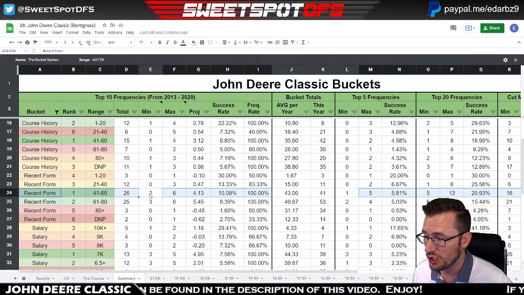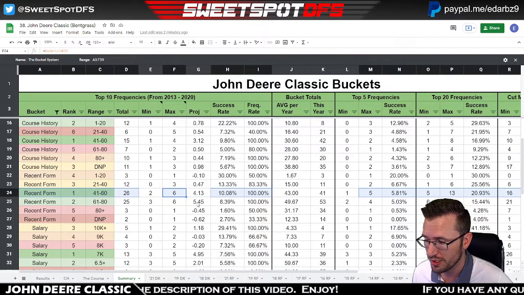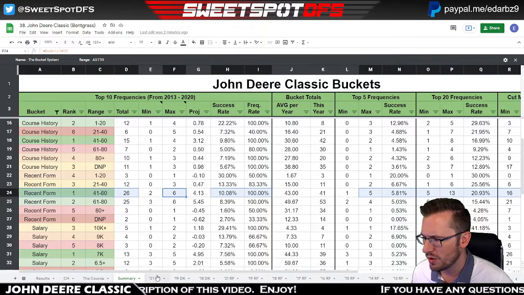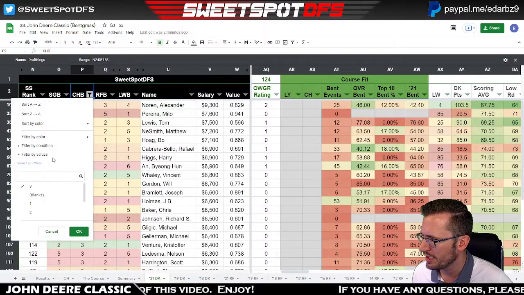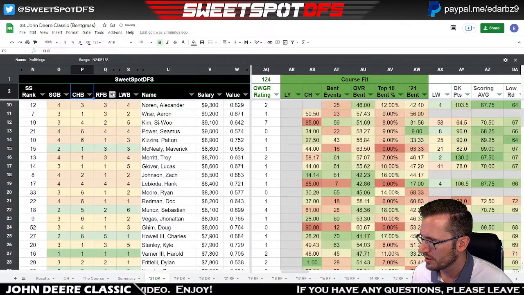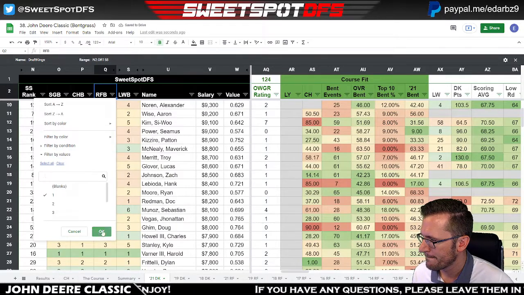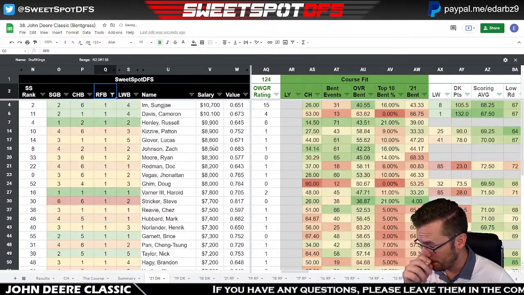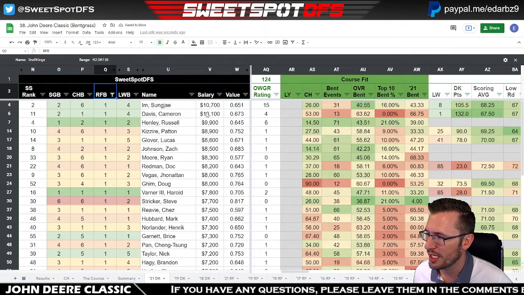We've seen at least 2 inside the top 10. And we're actually projecting around 4.13 to finish inside the top 10. So let's go ahead and take a look at these recent Form 1s and see who's all involved. We look at salary, and it's Sungjae Im and Cameron Davis.